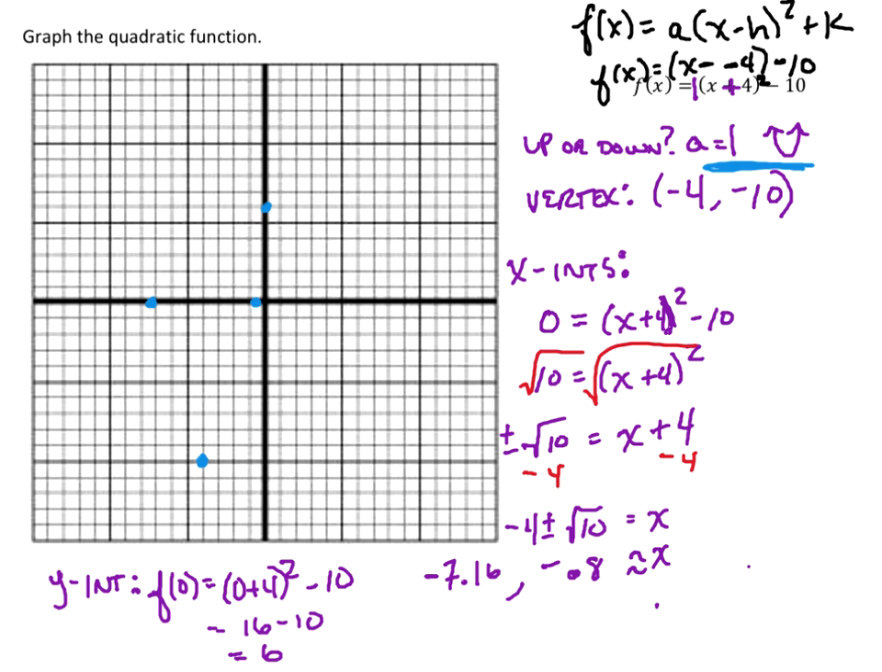Here's my parabola. And it's a curve, not a V. So it's a U shape, not a V shape. A hard V is the absolute value function, so we want to make sure that we don't put a hard corner on our parabolas. All right, that's it for vertex form.